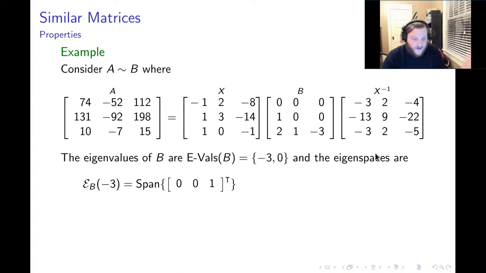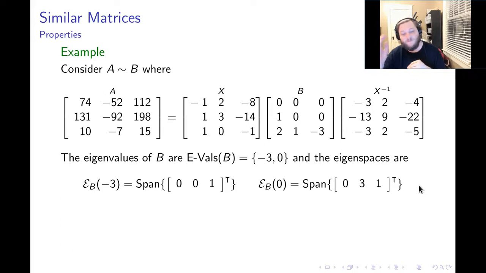So at this point, we know what the eigenvalues of B are. We know that the eigenvalues of B are -3 and 0. And we could go ahead and calculate the eigenspaces. So if we go find bases for the eigenspaces, this isn't terribly difficult because B is lower triangular, so the arithmetic there isn't terribly hard. And we find that for -3, the eigenspace of B is spanned by 0, 0, 1. For lambda equals 0, the eigenspace is spanned by 0, 3, 1. So we have bases for our eigenspaces of B.